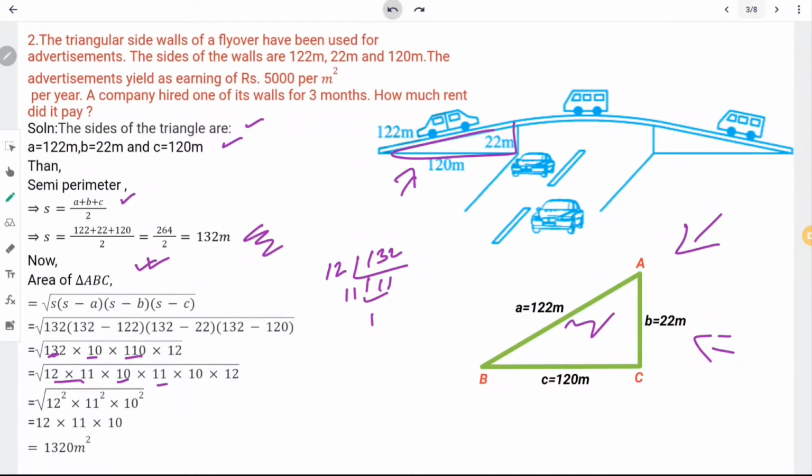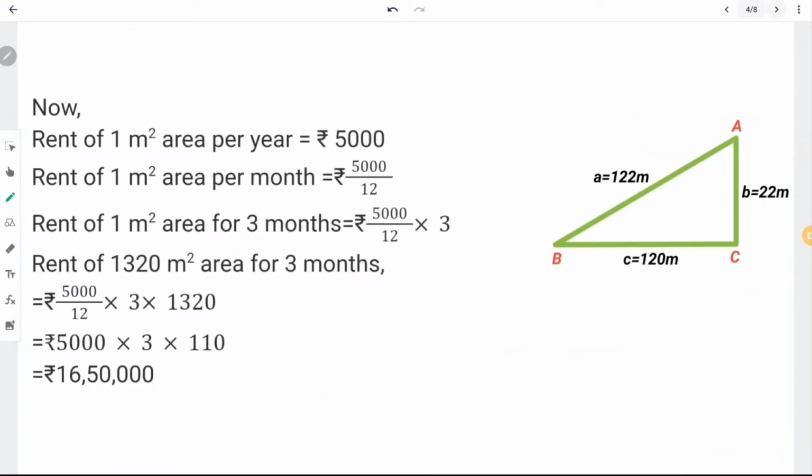Now, when you look, you can see that they all have pairs. 12 is here, 12 is here, 12 square; 11 is here, 11, so 11 square; 10 into 10, 10 square. All of them are squares, so all of them will come out, and then we get the area of this triangle, once we're done with the multiplication, to be 1320.